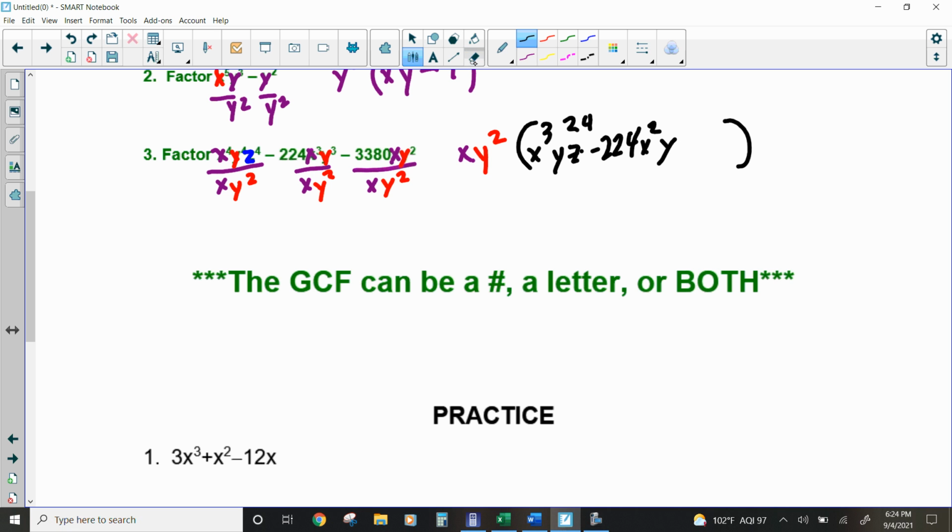I should have made my parentheses bigger. Let me just fix that. So this is going to be minus 380. And then all of the x's are gone and all of the y's are gone. So this right here would be my final answer.